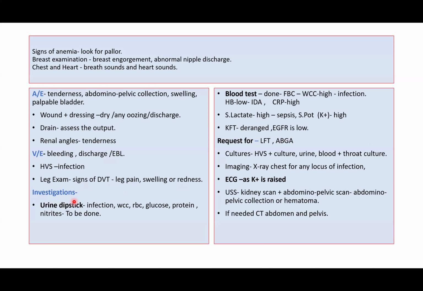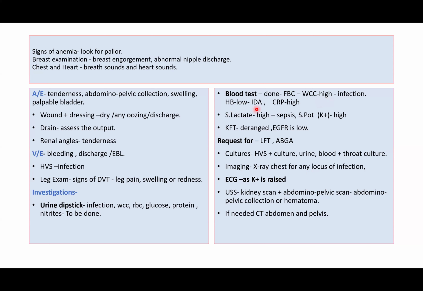Then comes your investigations. Start with the simple ones, the urine dipstick: check for infection, white cell, red blood cell, glucose, protein, and nitrites. Okay, so which one is missing? We have to do that in the urine dipstick. Now, blood tests, which are done. Here, if we have already commented on this, then there is no need to comment again. Urine, which is missing, we have to do that. White cell count is already high, indicative of infection.